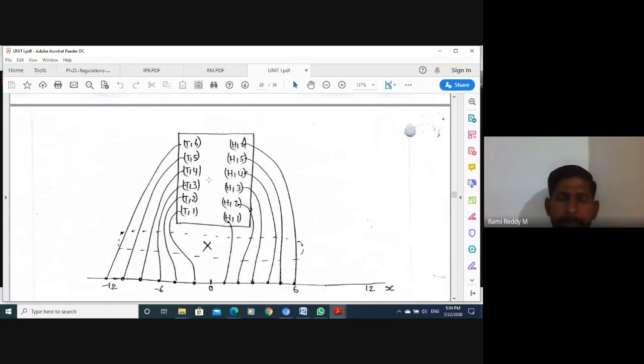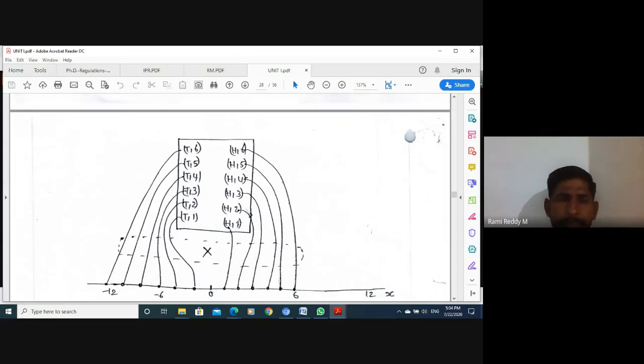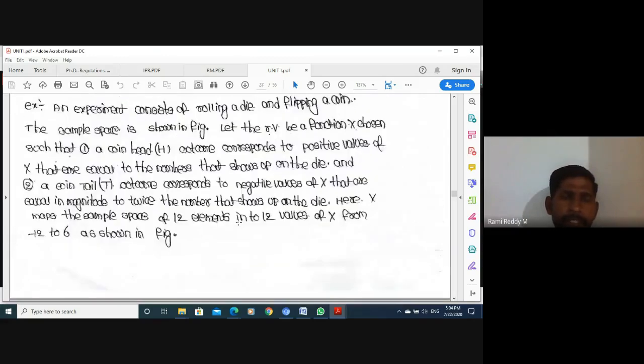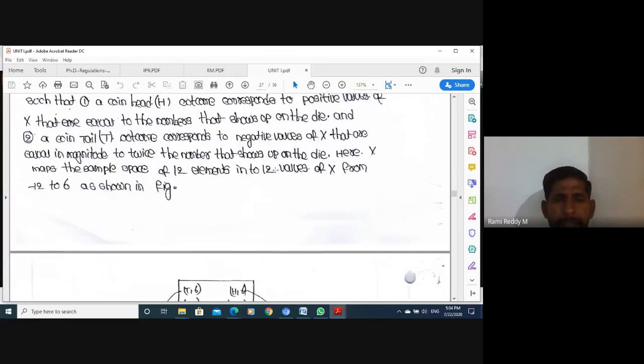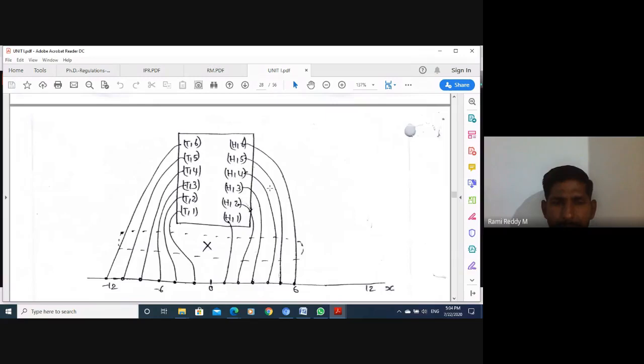This is the sample space for tossing a coin and rolling a die. Now, H comma 1. The first condition is a coin head outcome corresponds to positive values of X that are equal to the number that shows up on the die. That means here H comma 1 is there, so we assign it 1. H,2 means 2, 3 means 3, 4 means 4, 5 means 5, 6 means 6.